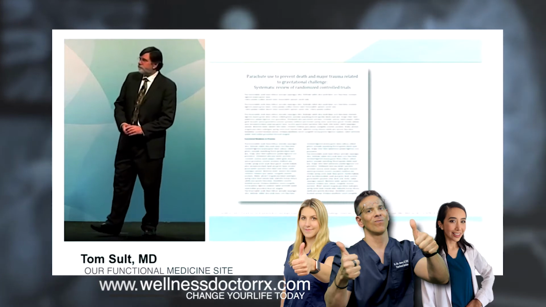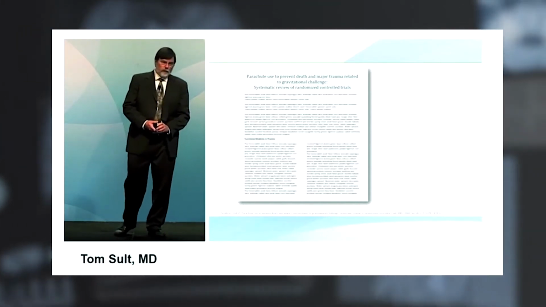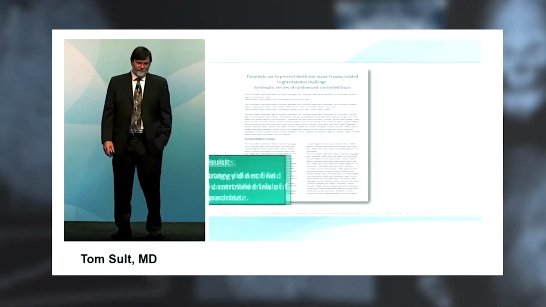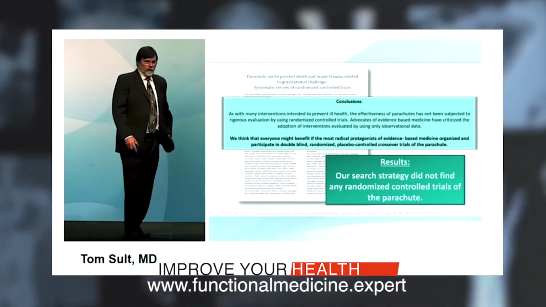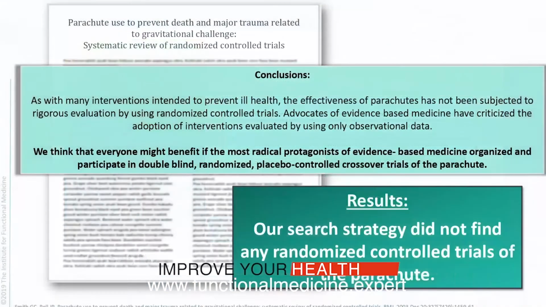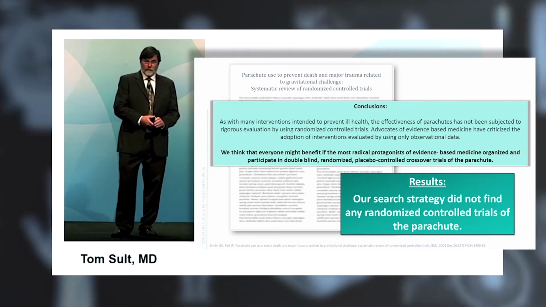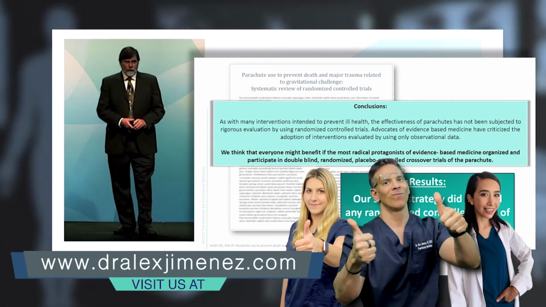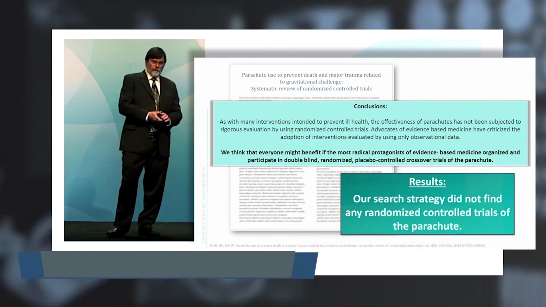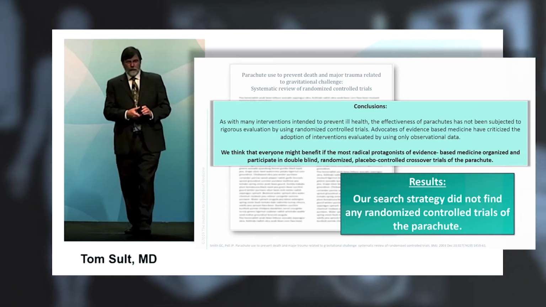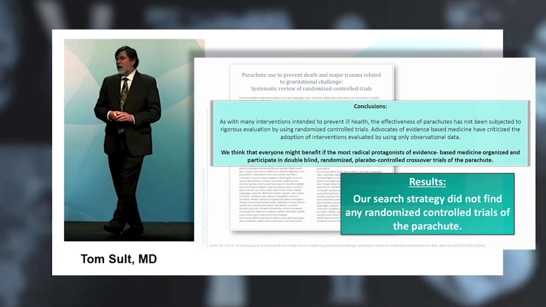And my favorite publication of all of medical literature: Parachute Use to Prevent Death and Major Trauma Related to Gravitational Challenge, a systematic review of randomized controlled trials. Unfortunately, our search strategy found no randomized controlled trials of parachutes. Conclusion: as with many interventions intended to prevent ill health, the effectiveness of parachutes has not been subjected to rigorous evaluation by randomized controlled trials. Advocates of evidence-based medicine have criticized the adoption of interventions evaluated by using only observational data. And critically, we think that everyone might benefit if the most radical protagonists of evidence-based medicine organize and participate in a double-blind, randomized, placebo-controlled, crossover design trial of parachutes.